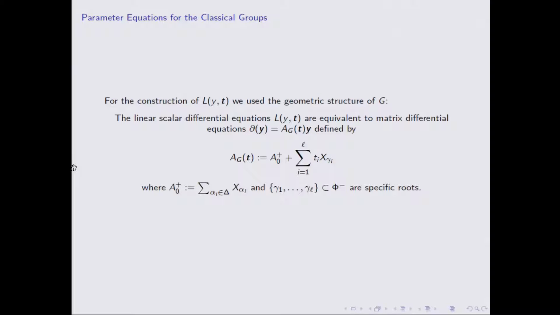All right, let me quickly say something about the construction of these equations. Well, actually, the idea was to take a specific element in the Lie algebra of the group. This element is denoted by A_G(t). What is A_G(t)? Well, it's the sum of the element A_0 plus, where A_0 plus is the sum of the basis elements corresponding to the simple positive roots. Then we pick l negative roots, specific negative roots, so the choice is important, and set the parameters in front of these basis elements. So that's the choice of the defining matrices.